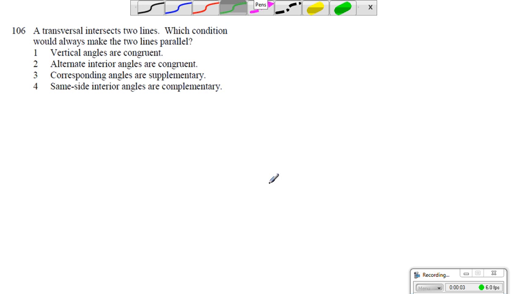Alright, so let's get started for the review on parallel lines, and also at the end we'll talk about a few right triangle questions. So number 106. Here we have, which conditions would always make two lines parallel.